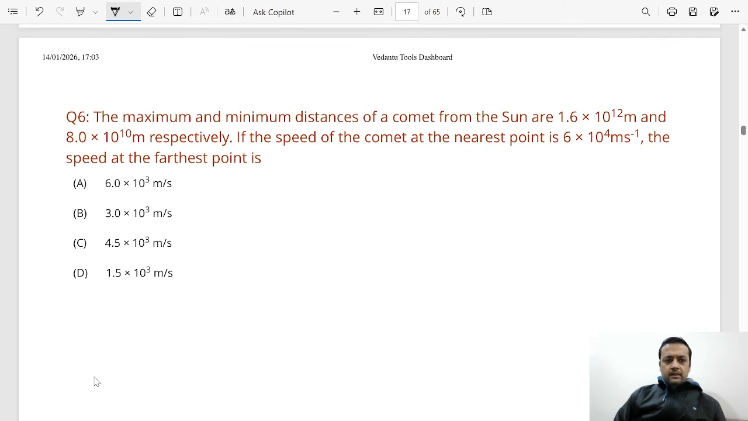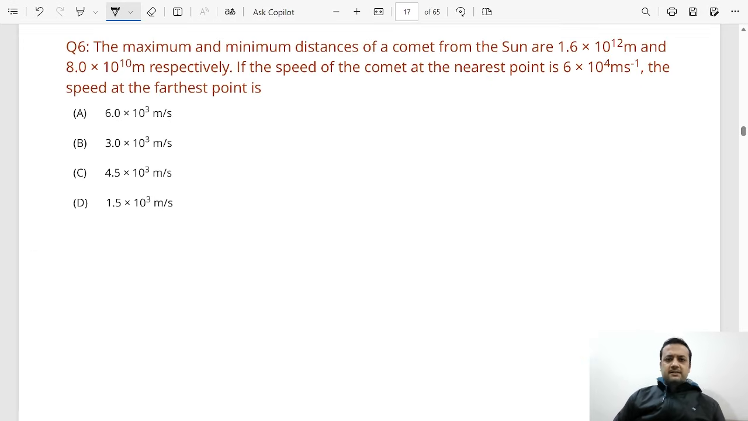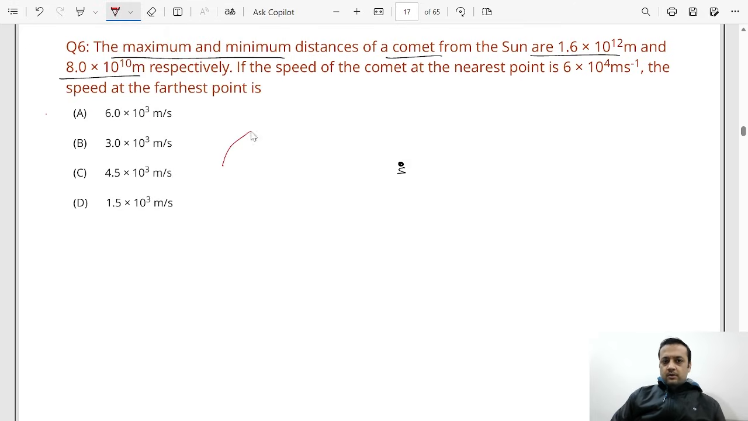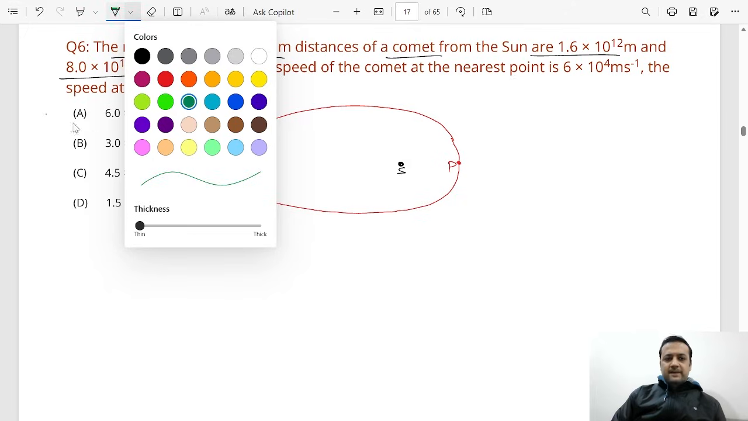All right. Then here the maximum and minimum distances of a comet from the sun are 1.6 into 10 to the power 12 meter and 8 into 10 to the power 10 meter. If the speed of the comet at the nearest point is this, find the speed at the farthest point. So imagine that this is the sun. Imagine that you want to live on Mars, so you want to be a Martian. Let's say this is the trajectory of Mars. Basically, it follows an elliptical trajectory. This is the farthest point, called apogee, and this is the nearest point, called perigee. Sometimes they are also called aphelion and perihelion.